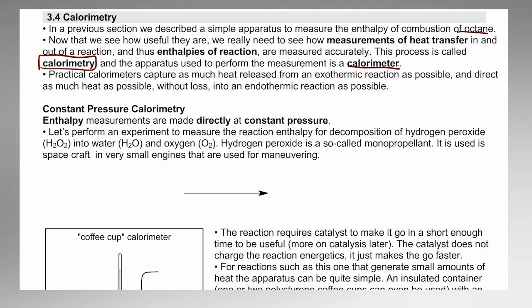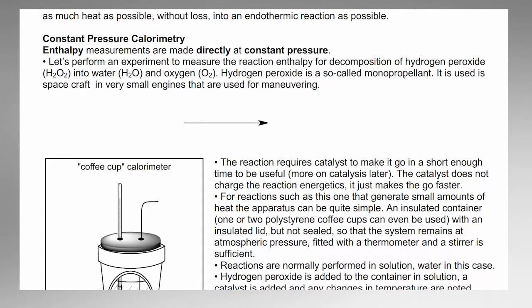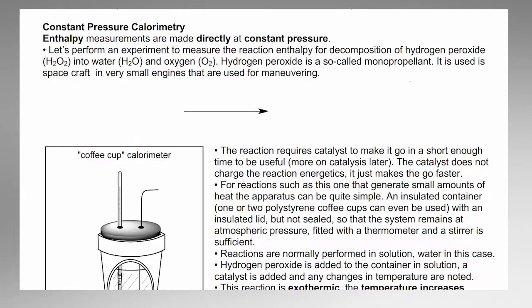And there are lots of different kinds of calorimeters, and we won't bore you with all the different kinds. We're going to talk about two very simple ones. The first, the easiest to understand, is what's called a constant pressure calorimeter. And that's directly connected to enthalpy, because remember, enthalpy measurements are made directly at constant pressure. So if we do the calorimetry at constant pressure, then that heat connects directly to enthalpies of reactions.